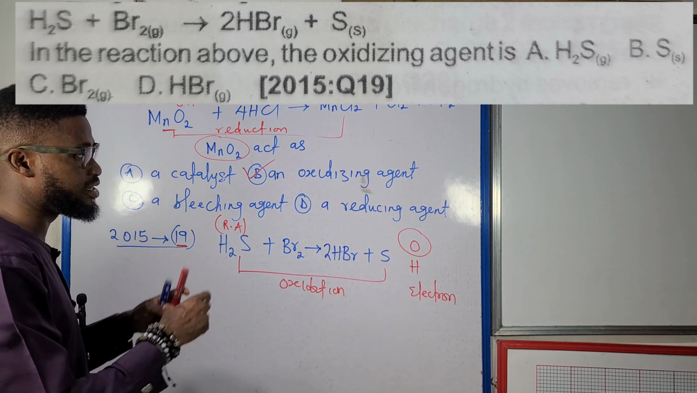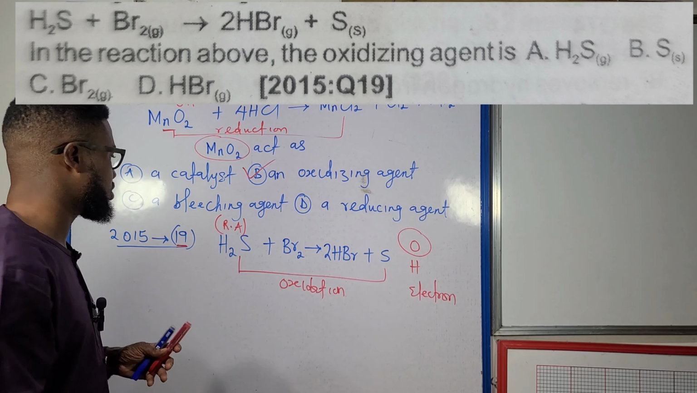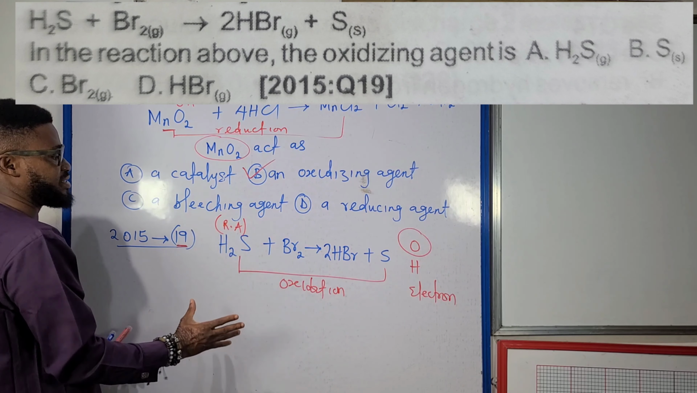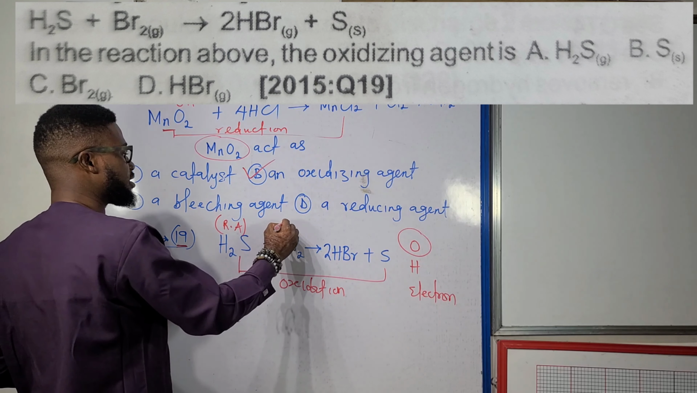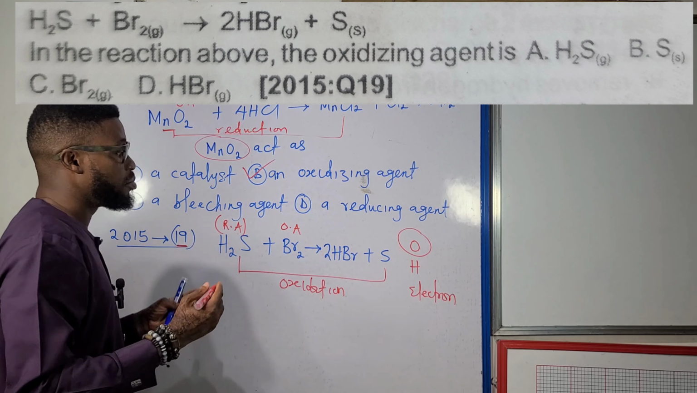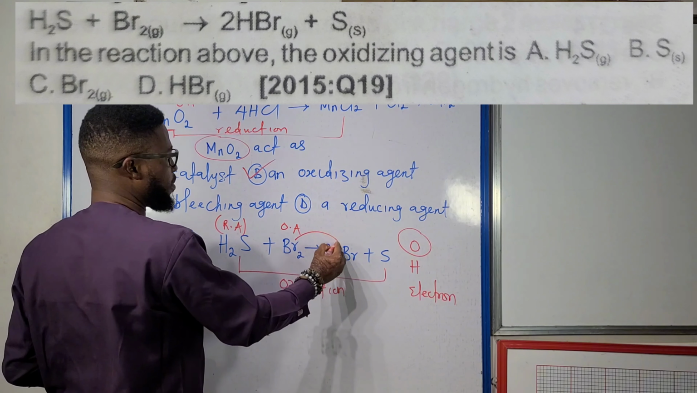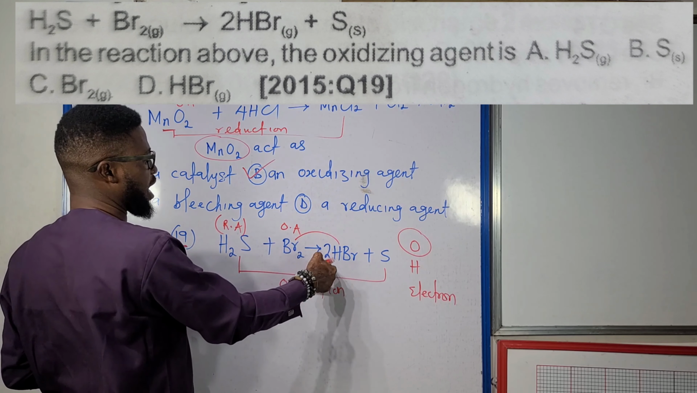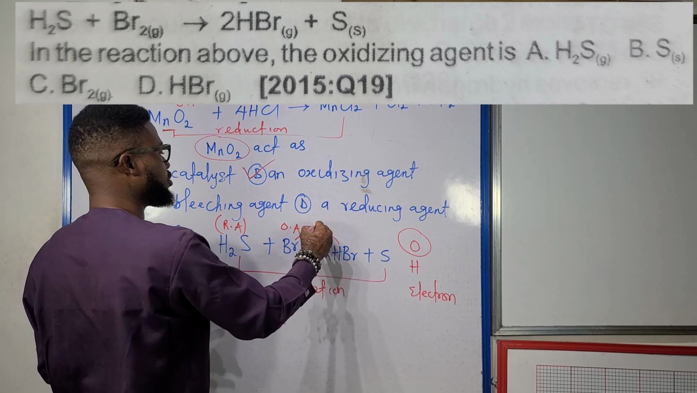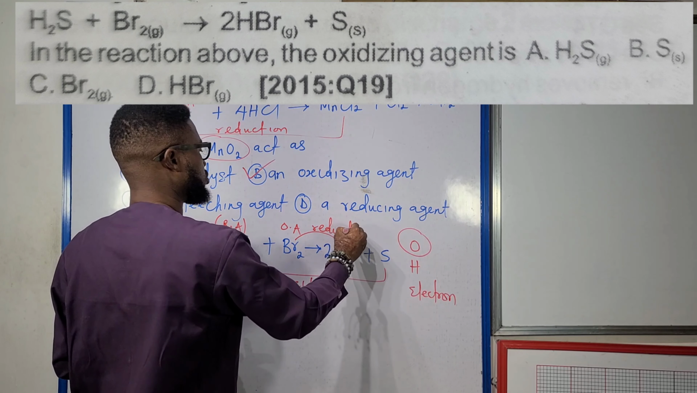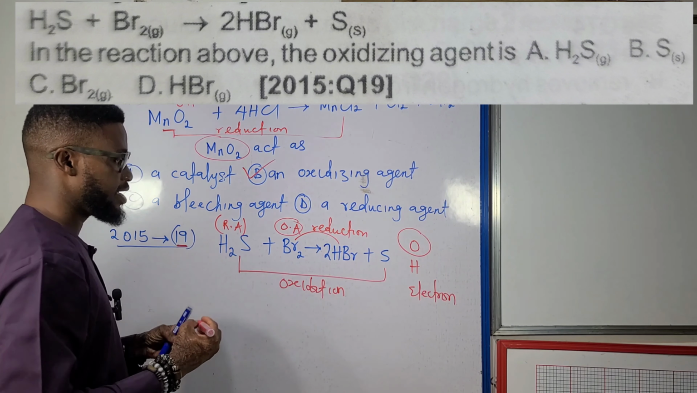Recall that when dealing with UTME or JAM, it is about pace and precision. Since I've been able to identify that this here is my reducing agent, I can just say, okay, this is my oxidizing agent. But for the sake of completion, let's just go through it. For bromine to become hydrogen bromide, it means hydrogen has been added. Addition of hydrogen to a substance is actually reduction. So what will undergo reduction is actually the oxidizing agent.